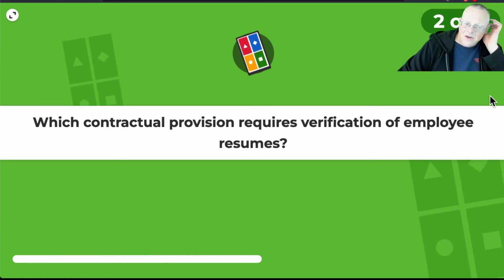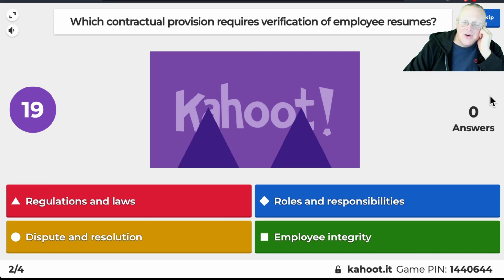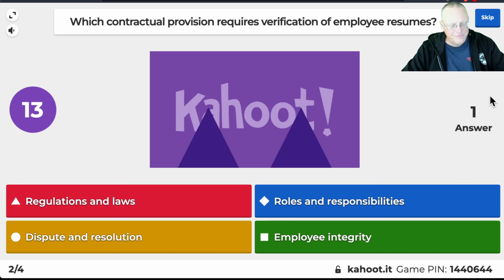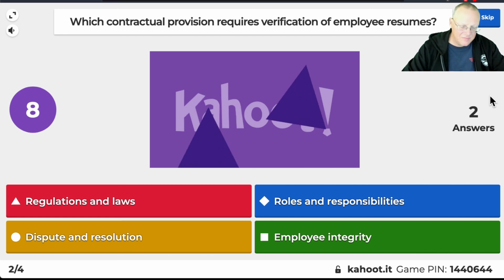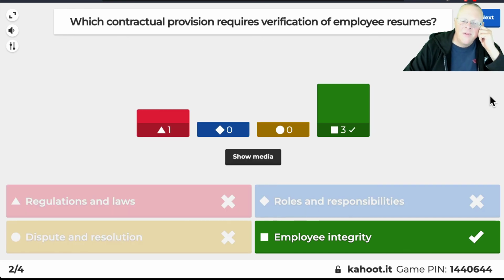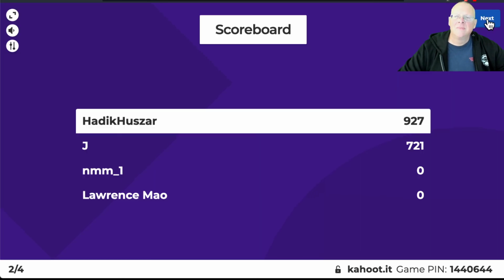All right. So what contractual provision requires verification of resumes? Employee integrity. I remember this happened to Uber. Some Uber drivers started attacking the people they were giving rides to, and then it came out that Uber had not really been checking the resumes and stuff like they should have, or checking their criminal history or something like that.